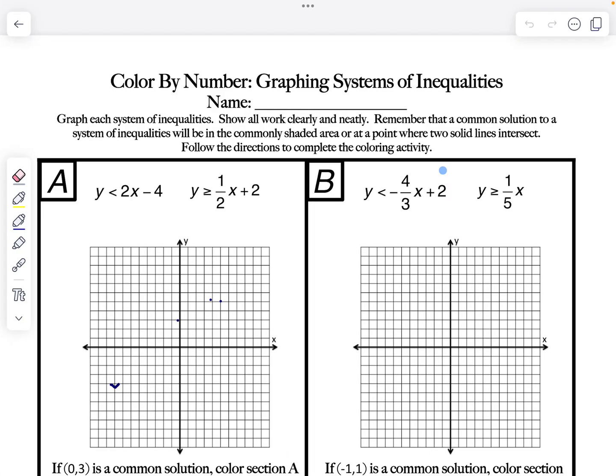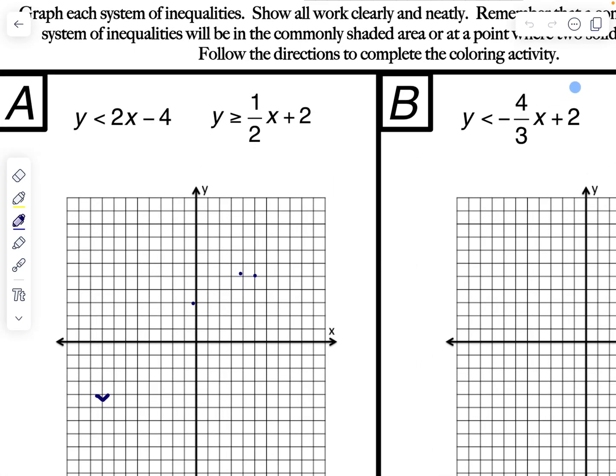Okay, today we're going to go over graphing systems of inequalities. So a system of inequalities is two inequalities, and we're going to graph them on the same graph or coordinate plane. So the first inequality says y is less than 2x minus 4.